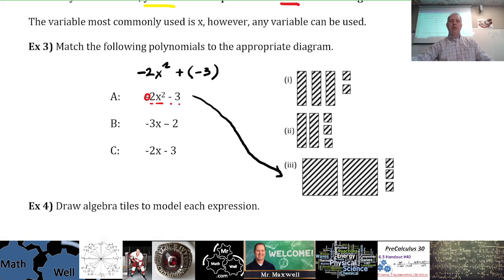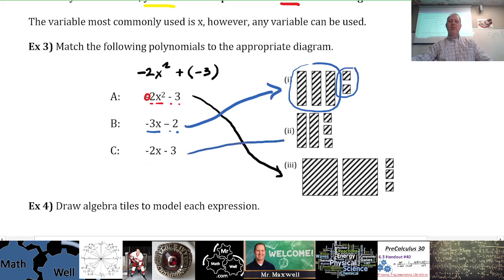Okay. All right, negative 3x minus 2. So all negatives again. And we need 3 rectangles, which I see over here. So there's minus 3x. And here's shaded little squares, minus 2. So this one goes here. All right, and finally, negative 2x minus 3. So that's going to be 2 rectangles that are shaded and 3 little squares that are shaded. Okay, any questions about that?